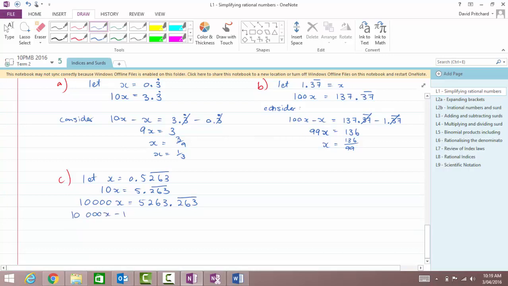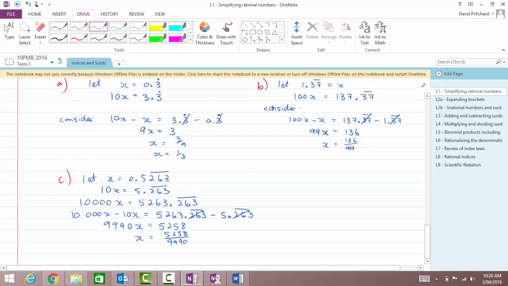And if we take 10,000x and subtract 10x, then we've achieved our goal, which has been the same goal for all of the other problems. So we get 5263.263, and we're subtracting 5.263. So the decimals cancel, and we've achieved our goal, and we're left with 9,990x equals 5263 take away 5, which gives us 5258, and then it's just a matter of isolating x. So we get 5258 on 9990.